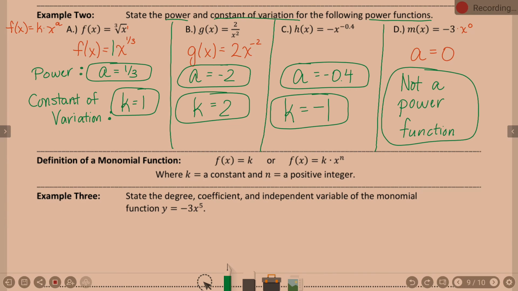So basically everything's going to be a power function unless it's just a constant, right? This is the one thing that's not going to be a power function. Questions there?